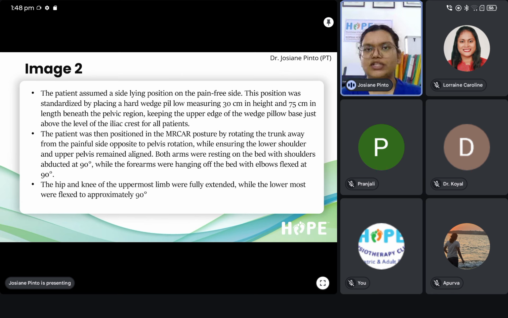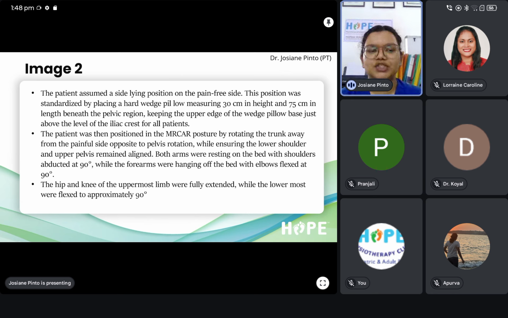So the patient was in sideline position on the pain-free side. There was a hard wedge pillow that was 30 by 75 centimeters kept beneath the pelvic region, just above the level of the iliac crest, and this was maintained the same for all the patients. The patient was then positioned in the modified reversed position posture by rotating the trunk away from the painful side, opposite to pelvis rotation. We'll look at a few more pictures after the description.